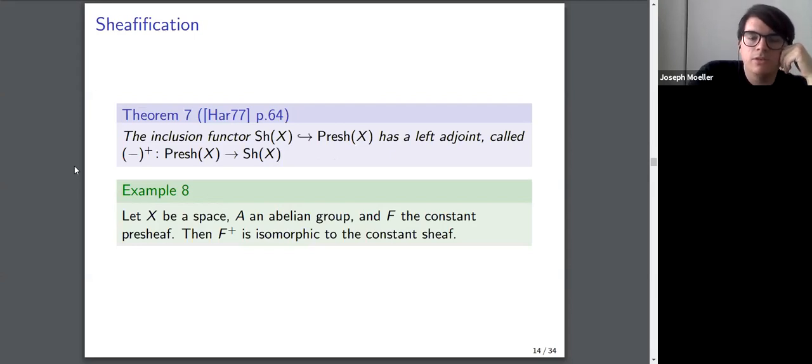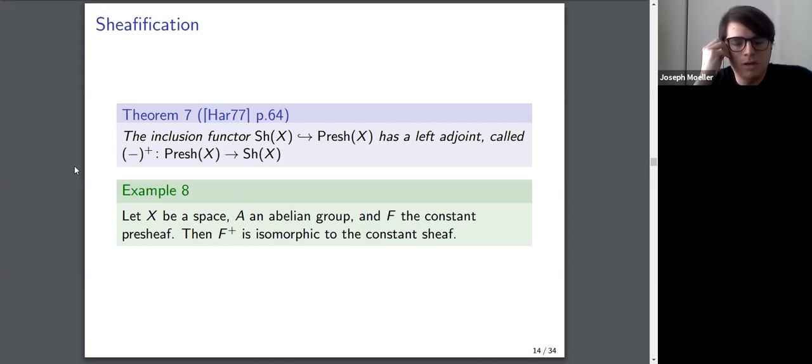Okay, so we get an inclusion functor, sheaves into presheaves, and it has a left adjoint, and it's called plus. I should have also said that it's called sheafification. Hartshorne doesn't say that, but I think most people do. And you can take a presheaf and always generate the sheaf that looks as much like it as possible. And I won't describe sheafification at all because it would take a ton of time to describe the actual procedure of building the sheaf on a given presheaf.